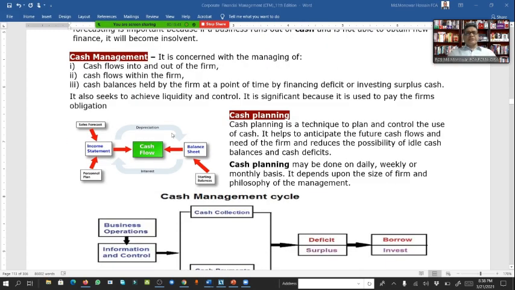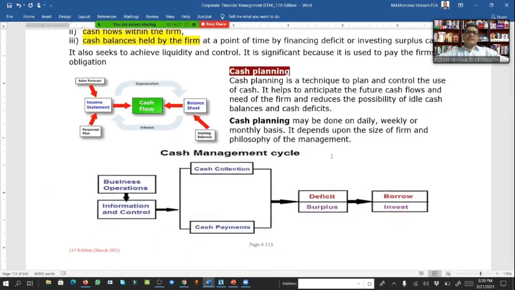Cash management is concerned with managing cash flow in and out of a firm, cash flow within the firm, and cash balance held by the firm at a point in time, by financing deficits or investing surplus cash, etc. It also seeks to achieve liquidity and control. It is significant because it is used to pay the firm's obligations. Basically, your short-term obligations can be met from positive working capital.